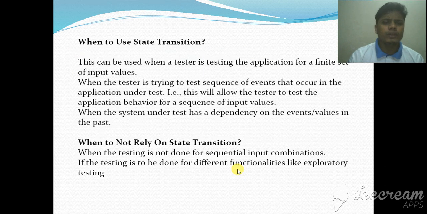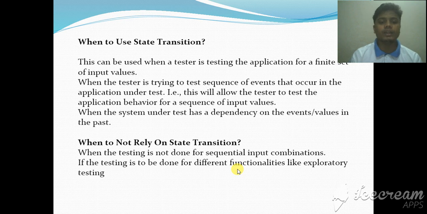When to use state transition? This can be used when the tester is testing the application for a finite set of input values. Then the tester is trying to test a sequence of events that occurs in the application under test. This will allow the tester to retest the application behavior for a sequence of input values when the application under test has dependencies on the event values in the past.